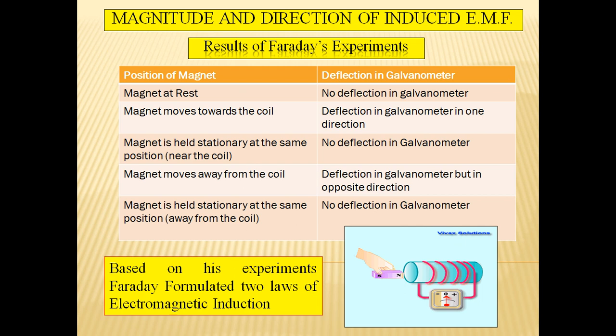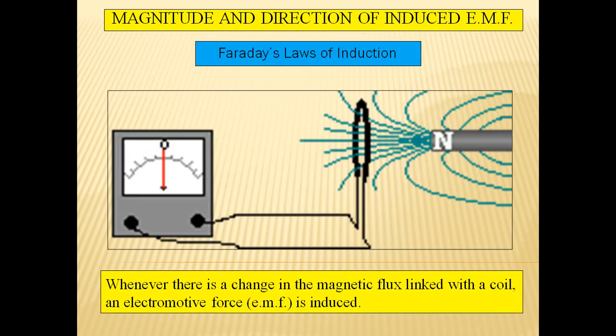When the magnet moves away from the coil, there is deflection in the galvanometer but in the opposite direction. When the magnet is held stationary at the same position away from the coil, there is no deflection in the galvanometer. So based on his experiments, Faraday formulated two laws of electromagnetic induction.